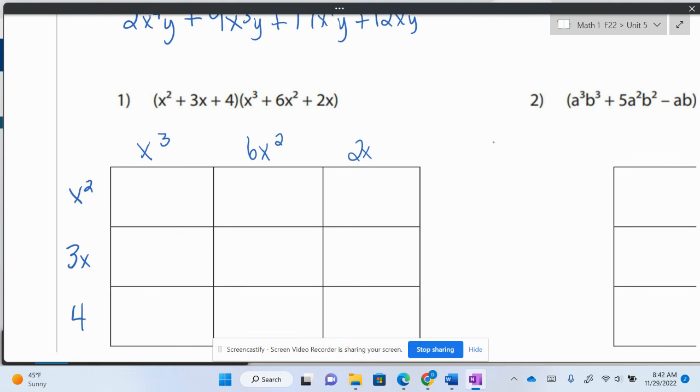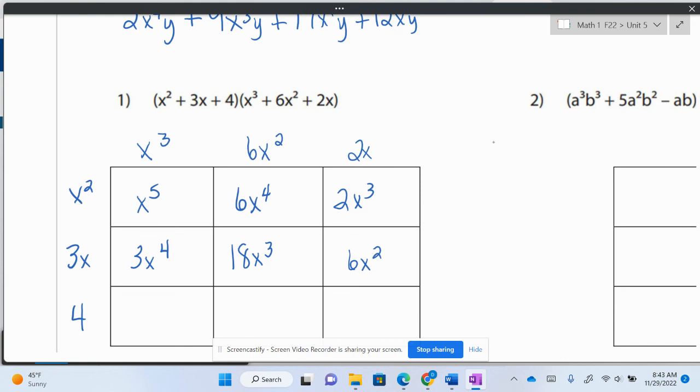All right, so I'm going to multiply. X squared times x cubed becomes x to the 5th. X squared times 6x squared is 6x to the 4th. X squared times 2x is 2x cubed. Are we good with that? Okay. 3x times x cubed is 3x to the 4th. 3x times 6x squared is 18x cubed. And 3x times 2x is 6x squared.